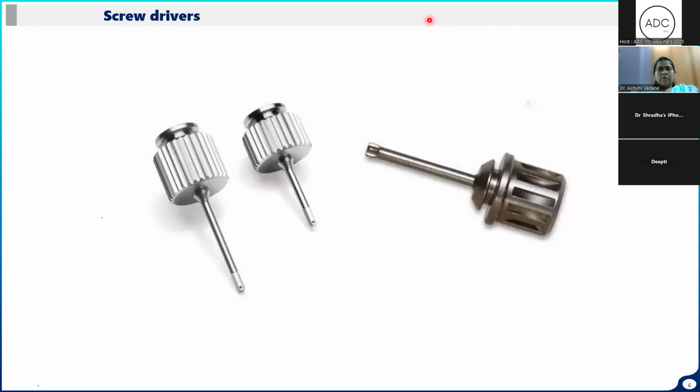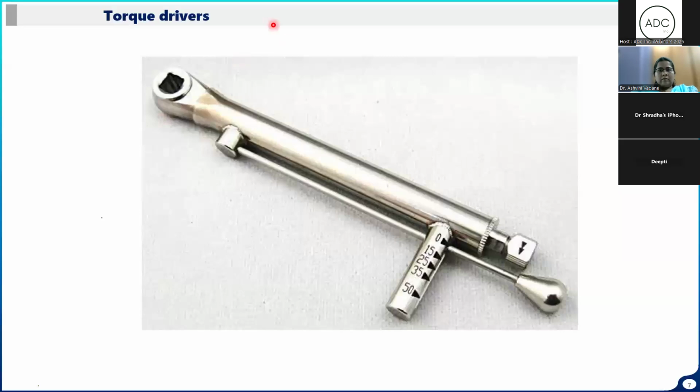Then apart from this, we should know about the screwdrivers. And this is the torque driver.